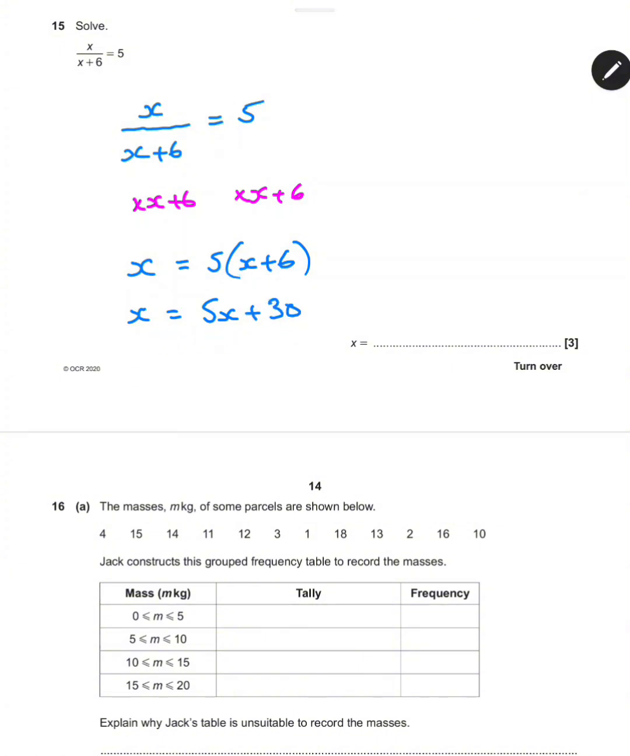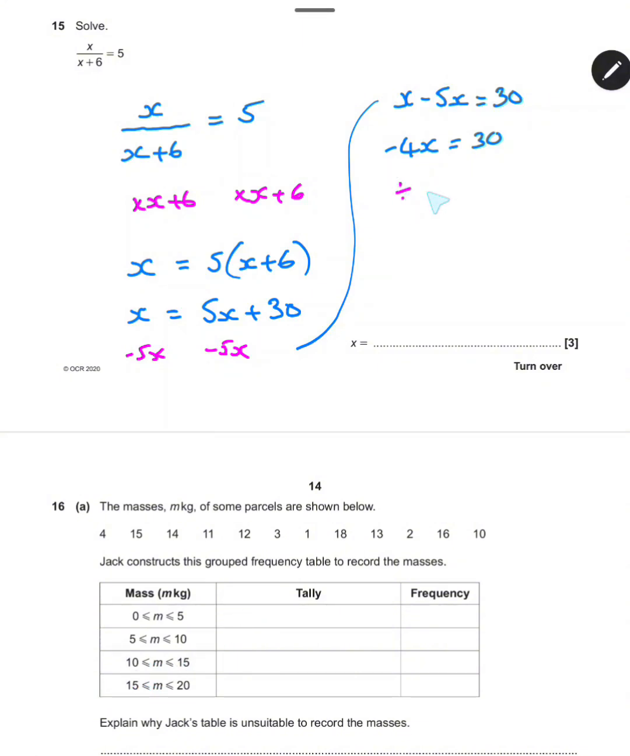Now what I've got here is x's on both sides. So I'm going to get my x's all onto the same side of the equation. So let's take 5x from both sides. And we end up with x take 5x equals 30. X take 5x is minus 4x. Could have just done that straight away. Minus 4x equals 30. We've got one more step.